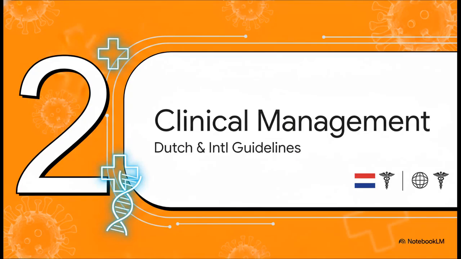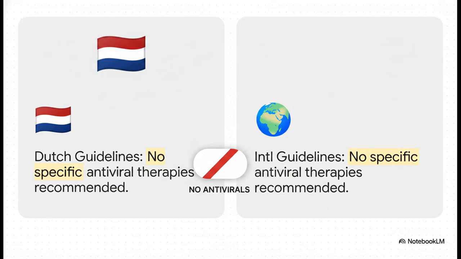Which brings us to Section 2, clinical management, and navigating both Dutch and international guidelines. So, once we've detected it, how do we actually treat it? Well, looking at both our Dutch RIVM guidelines and international WHO or CDC protocols, we hit a stark, unified reality. There is zero approved specific antiviral therapy for Andes orthohantavirus. None. While some guidelines for other hantaviruses might suggest restrictive antiviral use, the Dutch protocols explicitly advise against using any antiviral agents, and yes, that includes ribavirin.